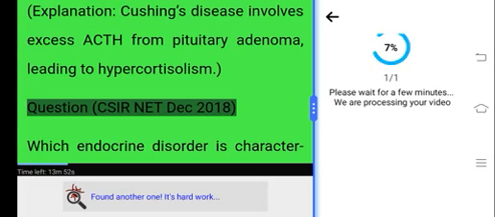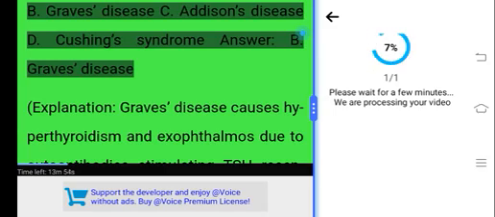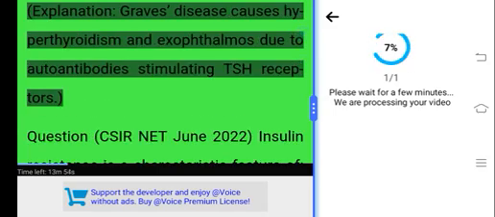Question. CSIR NET Dec 2018. Which endocrine disorder is characterized by exophthalmos and weight loss? A. Hypothyroidism. B. Graves' disease. C. Addison's disease. D. Cushing's syndrome. Answer: B. Graves' disease. Explanation: Graves' disease causes hyperthyroidism and exophthalmos due to autoantibodies stimulating TSH receptors.